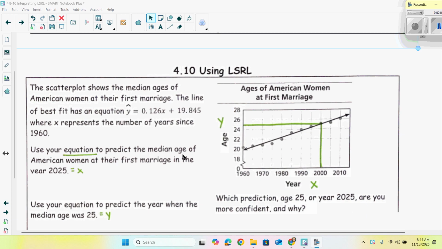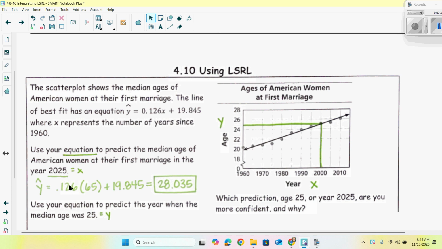Use your equation to predict the median age of American women at their first marriage in the year 2025. And what we want to notice here too is we're using the years since 1960, so we wouldn't plug in the number x equals 225. We would plug in the years since 1960, so that's 40 up to 2000, and then another 25, so it's 65 years. So you can see we've plugged in 65.